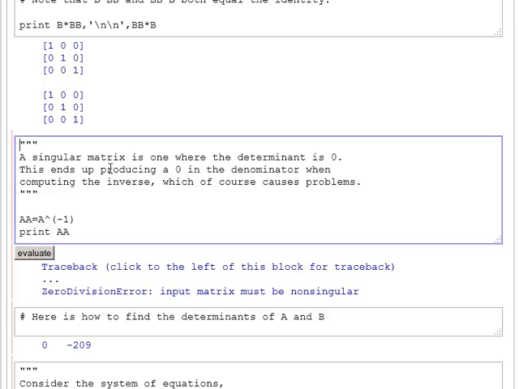Okay, a singular matrix is one where the determinant is 0. This ends up producing a 0 in the denominator when you're computing the inverse, which could cause problems. I'm just warning you here, there are some matrices that don't behave like the matrix B did up here. In particular, the matrix A is singular. If I take the inverse of A, it gives me this error message. It says 0 division error.